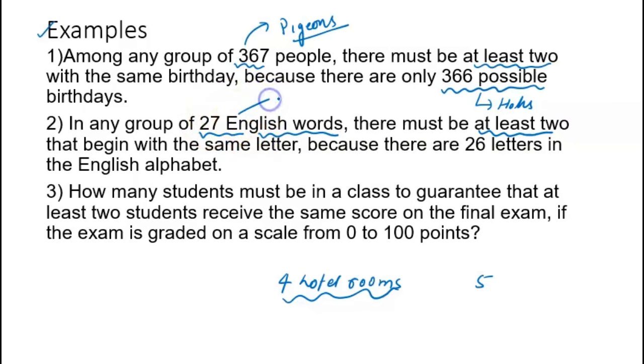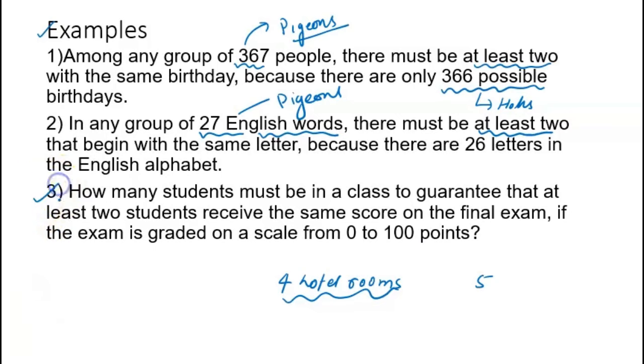So these English words are acting as pigeons here, and the 26 alphabets are acting as the holes. So at least one of the holes will be occupied by more than one pigeon. So it means what? That at least two of the English words will begin with the same letter.